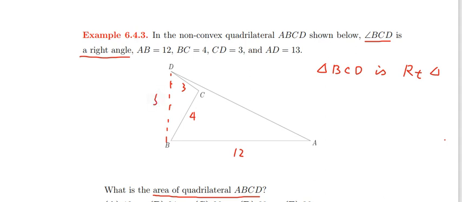So we know DB is 5, and we know DA is 13, right? 3, 4, 5, and 5, 12, 13. Okay, so we can say the area equals the big right triangle. That's 3, 4, 5, 12.